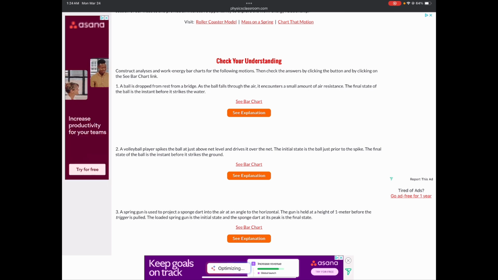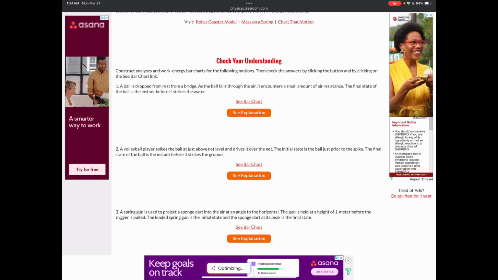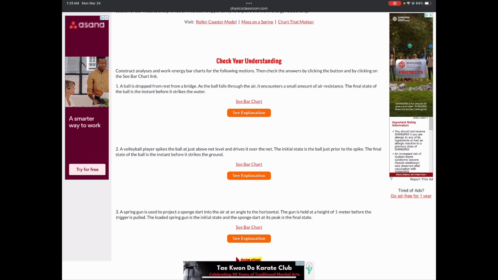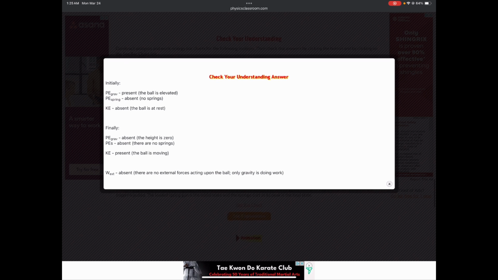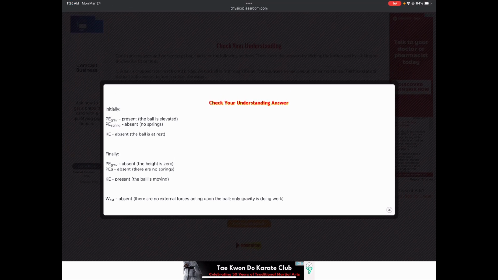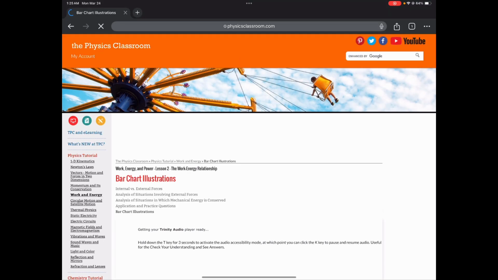We have a ball that is dropped from rest from a bridge, and as the ball falls through the air, it encounters a small amount of air resistance. The final state of the ball is the instant right before it strikes the water. So like the instantaneous moment before it hits the water, right? That's going to be where we analyze the final energy. Obviously they explain it here, and they show what the initial state and the final state is. And then the bar chart is over here at the bottom.